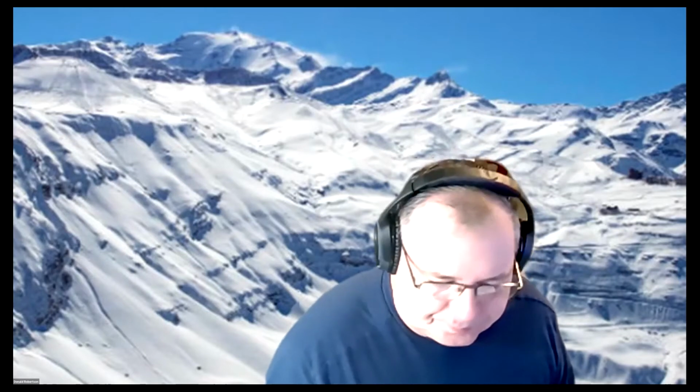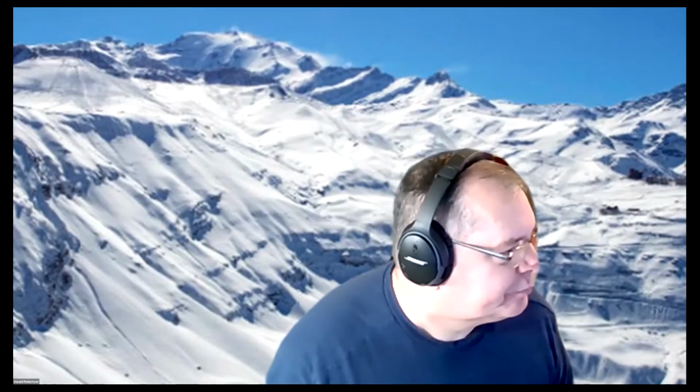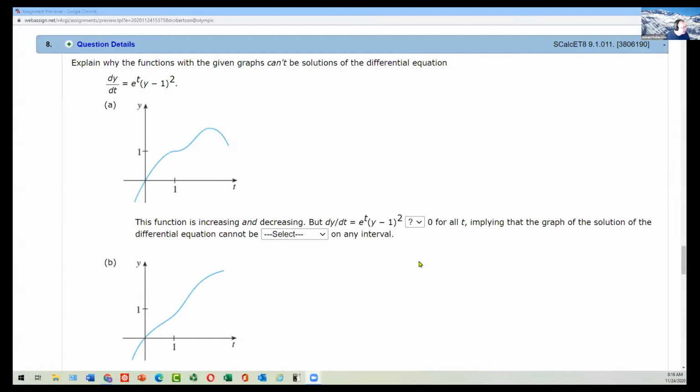Question 7 is just another logistic model, so I'll skip by that one. And question 8, which I'm going to skip over to show you on the screen here. I hope we can, good. We are going to be looking at what might be the graphs of a differential equation, and we're going to decide why it isn't.